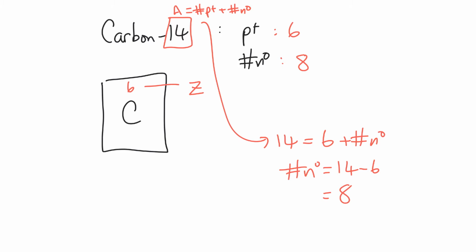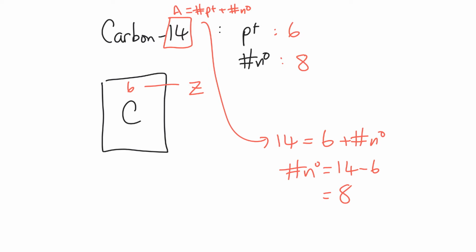So carbon-14 is a particular isotope of carbon. Carbon-12 is the most common isotope. Carbon-13 is about 1%. Carbon-14 is very, very rare. Only a few atoms in a million are carbon-14, but it has 8 neutrons and 6 protons.